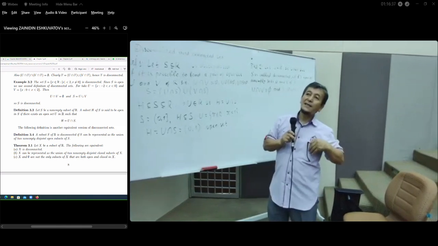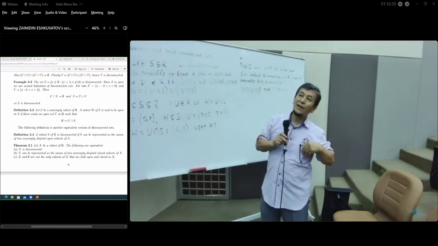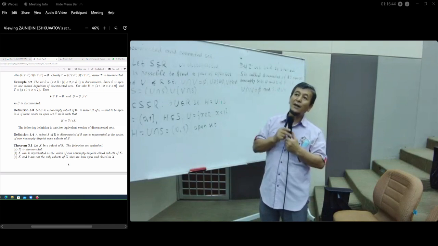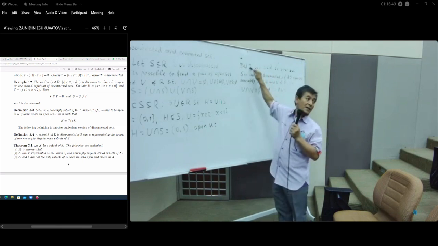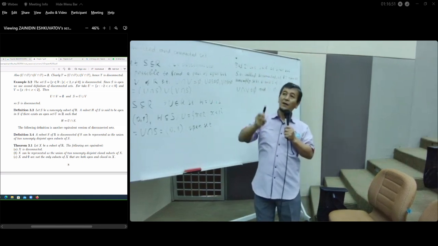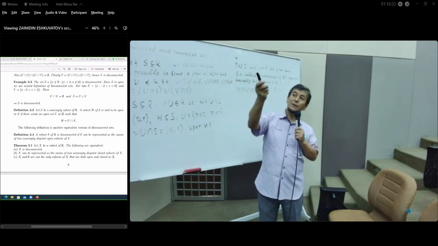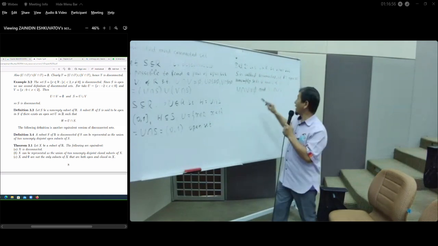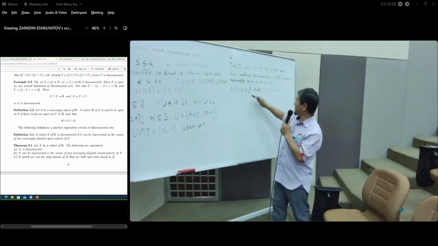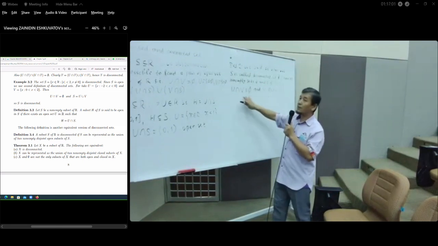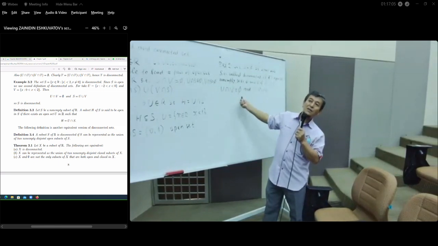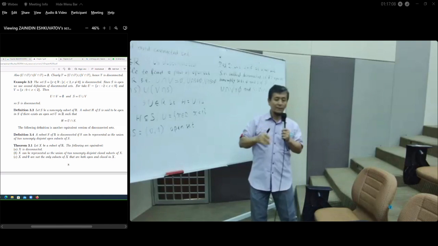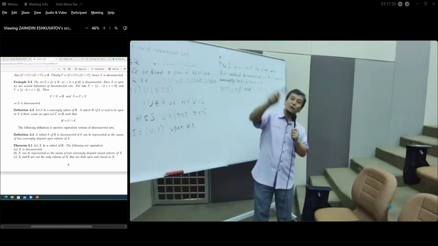Next, a subset S of R is disconnected if S can be represented as a union of two non-empty disjoint open sets of S. Exactly this definition. So it can be represented as a union of two non-empty, disjoint open sets of S. Now, what about this theorem?